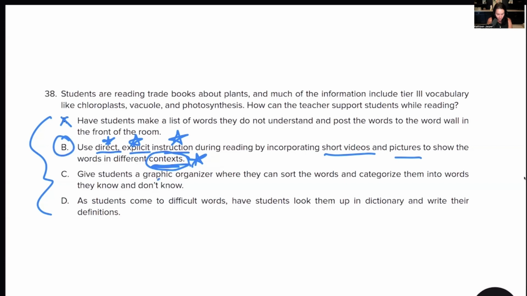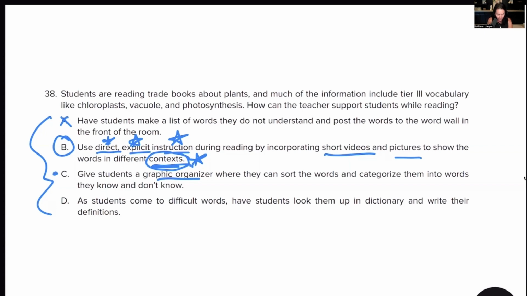C, give students a graphic organizer. I like graphic organizer, where they can sort the words and categorize them into what they know and what they don't know. Okay, this is a great beginning strategy with the words. B is much more direct and explicit, which means we're giving students a more robust kind of exposure to the words. C is just kind of organizing the words into what we know and don't know. I don't hate it, but I don't love it as much as B. I'm going to put a dot next to it.